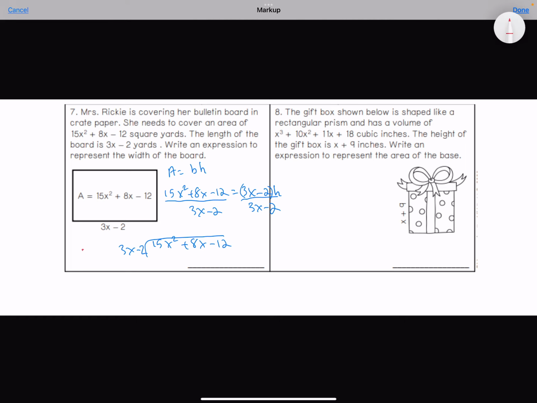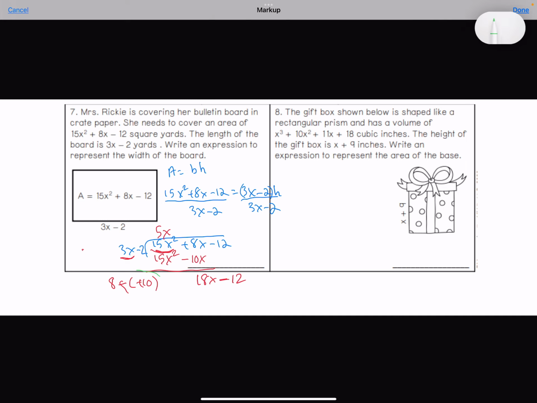So here, what do I multiply 3x by to get 15x squared? 3 times 5 is 15, so 5x. And it'll be minus 10x. And this is, again, this is where most everyone has made their mistake. 8 minus negative 10. It's not negative 2. We're not adding. It's 8 minus negative 10. So this becomes 18x minus 12.